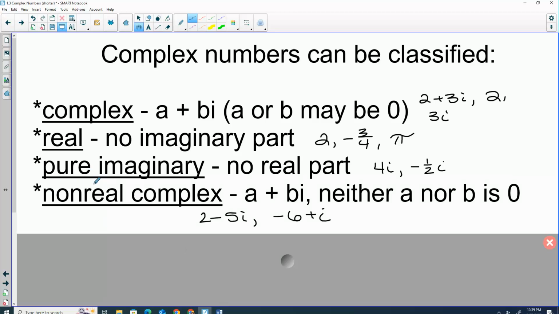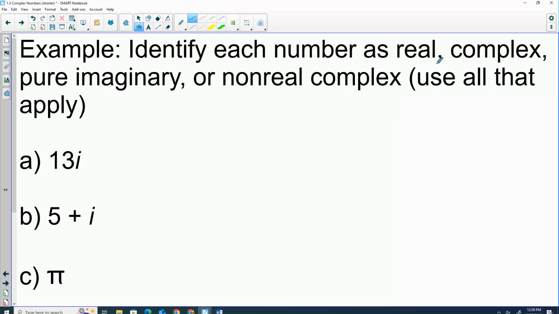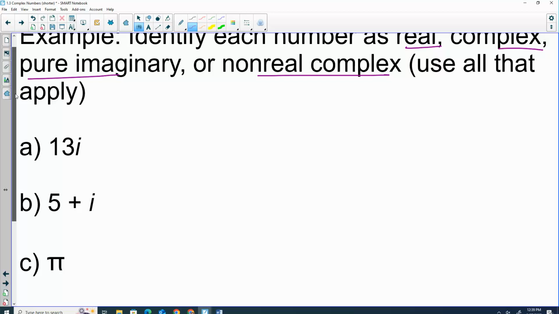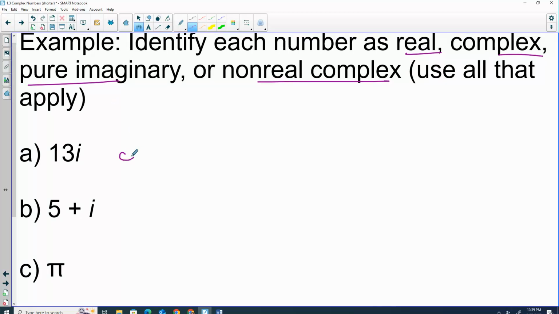All right, so let's look at an example. I just want to classify each of these using the words real, complex, pure imaginary, non-real complex, all that apply. So I told you all of these numbers are automatically what? They're all complex. So I could say that on every one of them. And then it's either real, pure imaginary, or non-real complex from there.